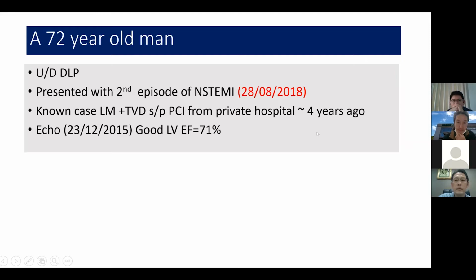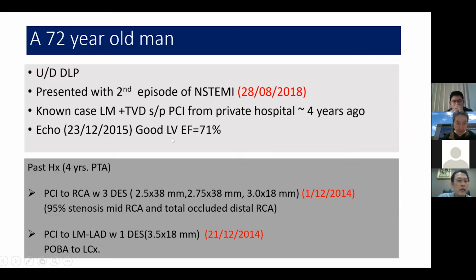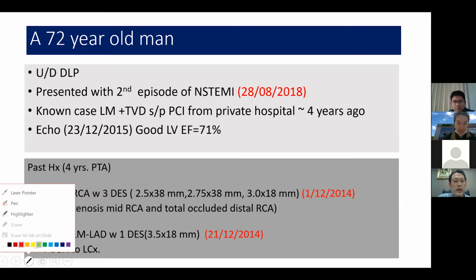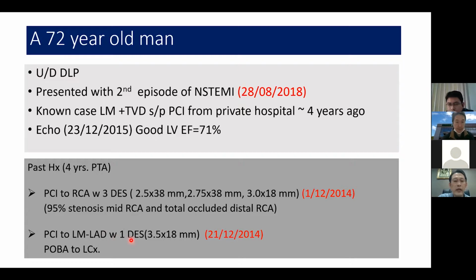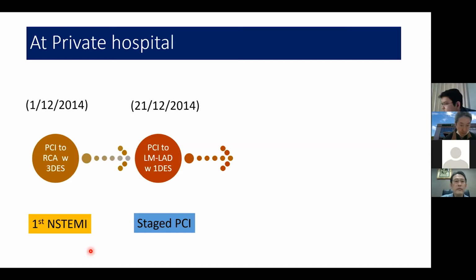And the prior history is the PCI was performed at the RCA, 94% stenosis, 95% stenosis at the mid portion and total occlusion of the RCA, and PCI with three drug-eluting stents, 2.5, 2.75, and 3.0, and then stage PCI to the left main LAD with one drug-eluting stent, 2.5, and pool bar to the circumflex.